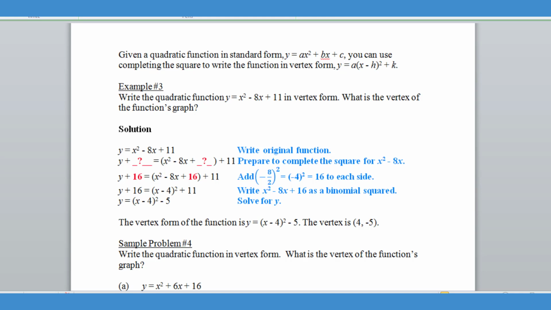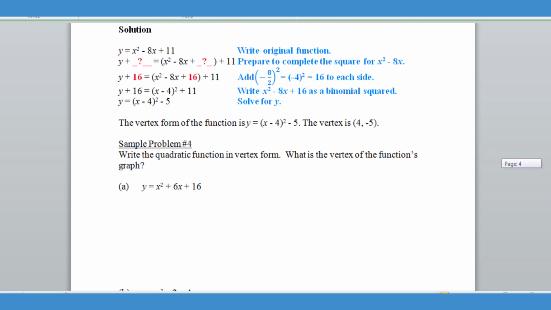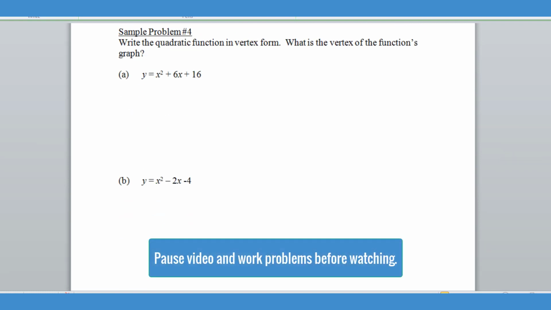So go ahead and see if you can continue to use this completing the square process. We have two quadratic functions for you to complete the square and change to vertex form here.